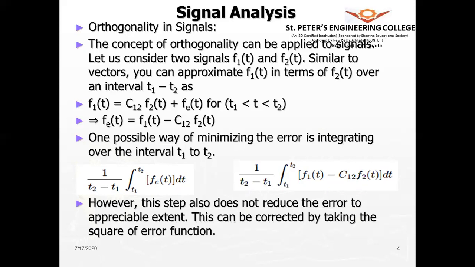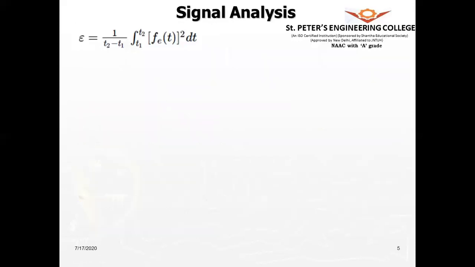this will not reduce the error to a great extent. So therefore, we take the mean of the square of this. So therefore, we call this epsilon, which is the mean square error, which is given by 1 by t2 minus t1 integral t1 to t2 fe of t whole square. So this is the mean of the square value, the mean square value.